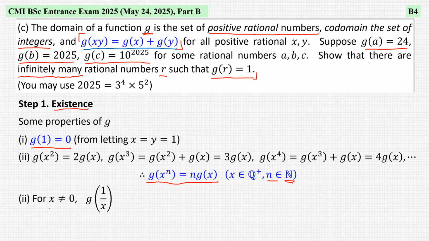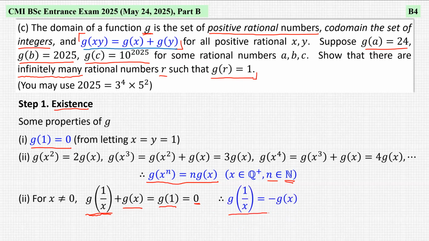Next, for rational number x that is non-zero, let us consider g of 1 over x. We can deal with this by adding g of x, because then it gives g of 1 which equals 0. This means that g of 1 over x is equal to minus g of x. And if you think about it, this makes the second property true for all integers n.